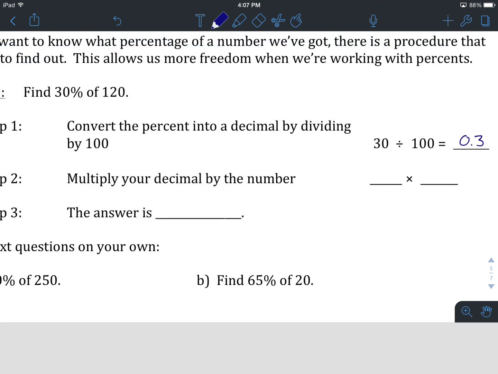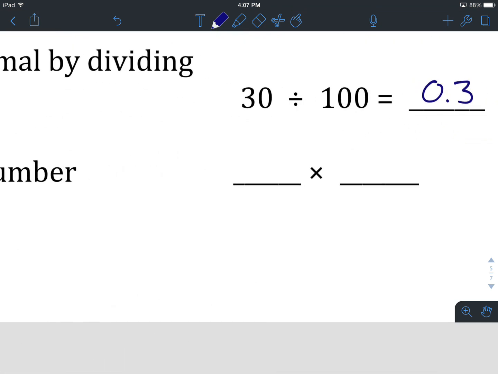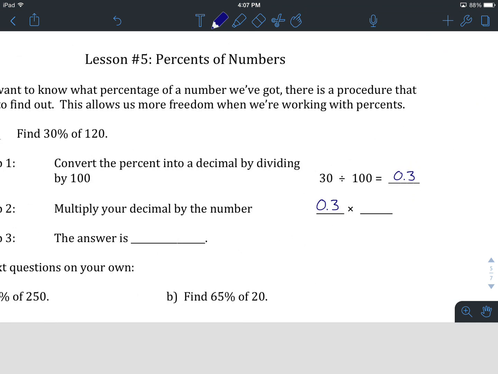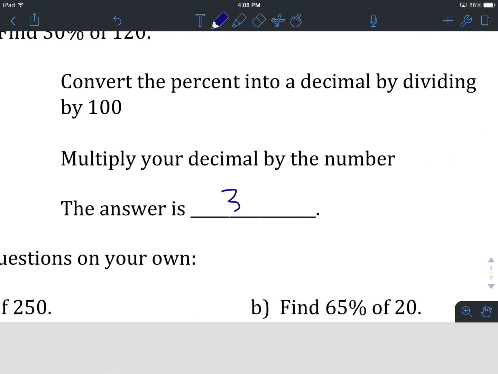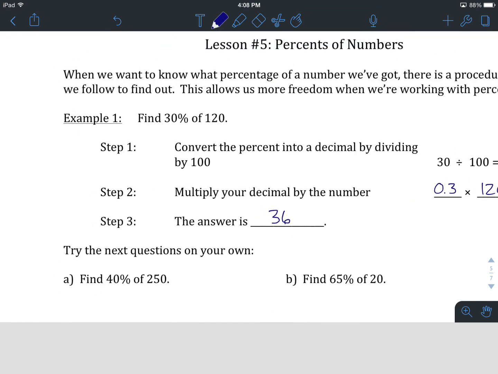Step number 2, multiply your decimal by whatever the number is. So in this case, we take our decimal, which is 0.3, and multiply it by the number we want to know 30% of, which is going to be 120. This is the value that we type into our calculator. We type in 0.3 times 120. The answer it gives us is 36. So 36 is 30% of 120. So those are the steps involved in finding out a percentage of a number that's not 100.